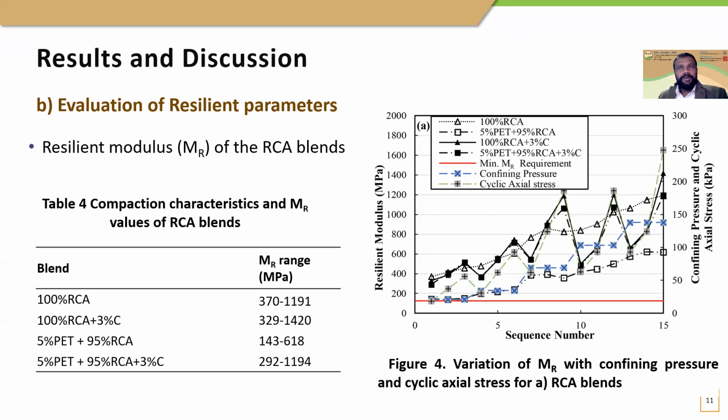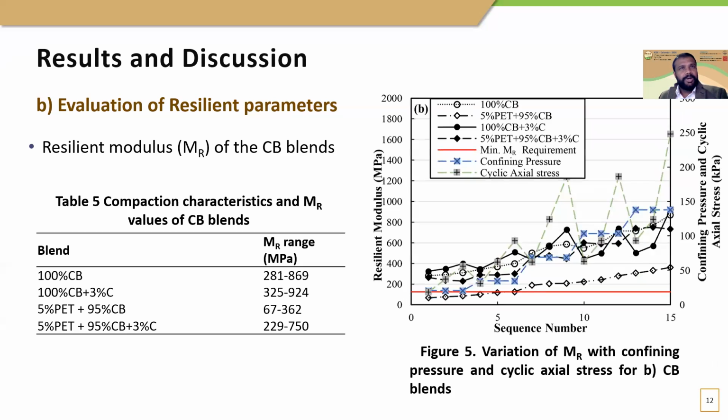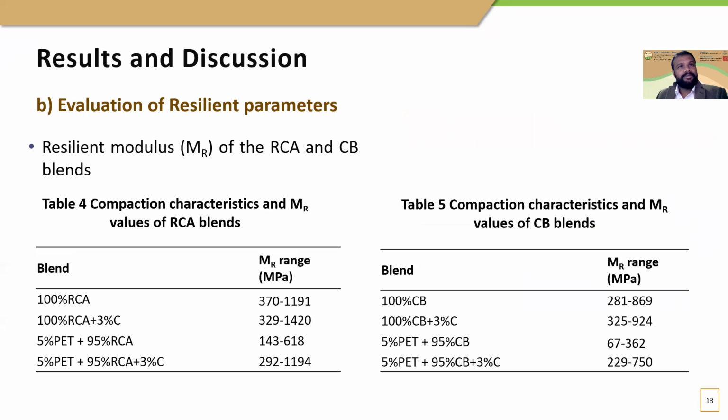The resilient modulus values of the blends have increased with applied confining pressure. The high confining pressure leads to high particle interlocking in soil. Moving on, the resilient modulus values of CB blends are presented in this slide, and the resilient modulus values of RCA and CB are compared and contrasted in the next slide.